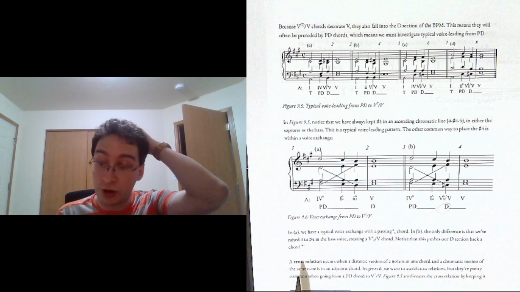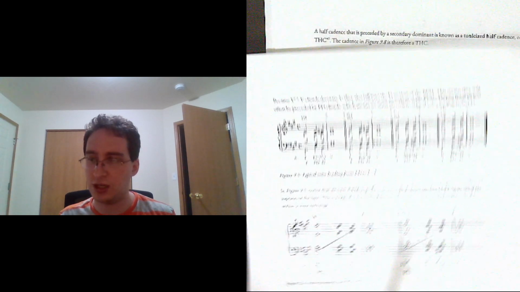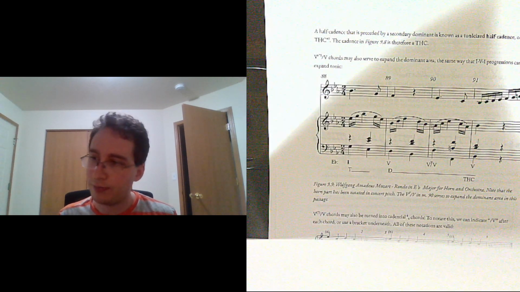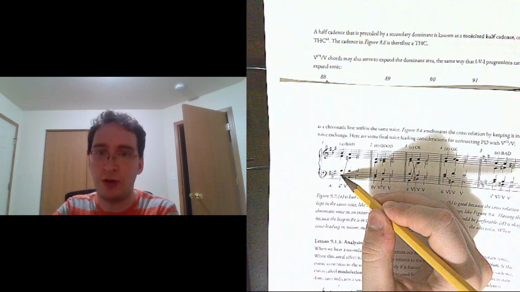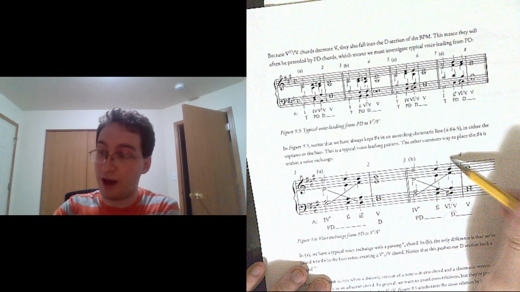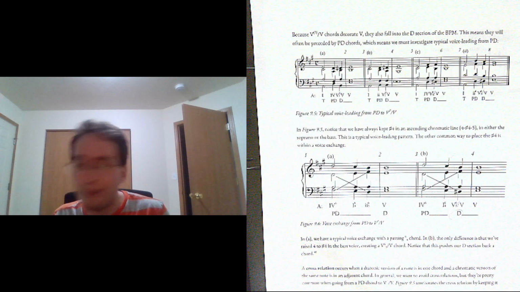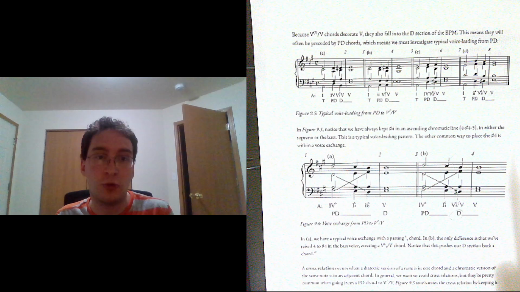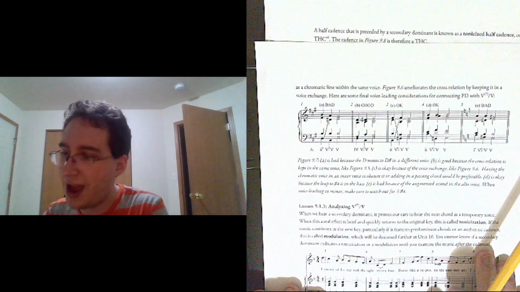A cross relation is what you call it when you have a diatonic version of a note in one chord and a chromatic version of the same note in an adjacent chord, which is a fancy way of saying you have a D in one chord and then a D sharp in the next chord in a different voice. The good thing about the voice exchange is it puts this buffer passing chord in the middle, so we don't need to worry about that. But when you're going from a predominant chord directly to a secondary dominant, it's pretty common to have that happen.